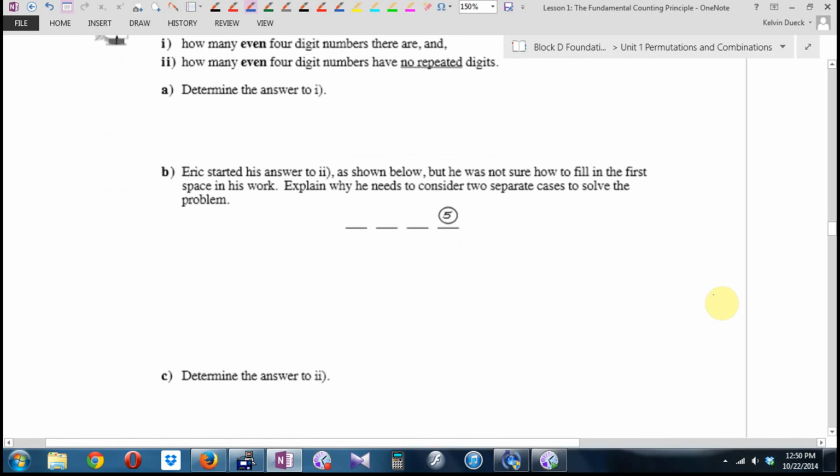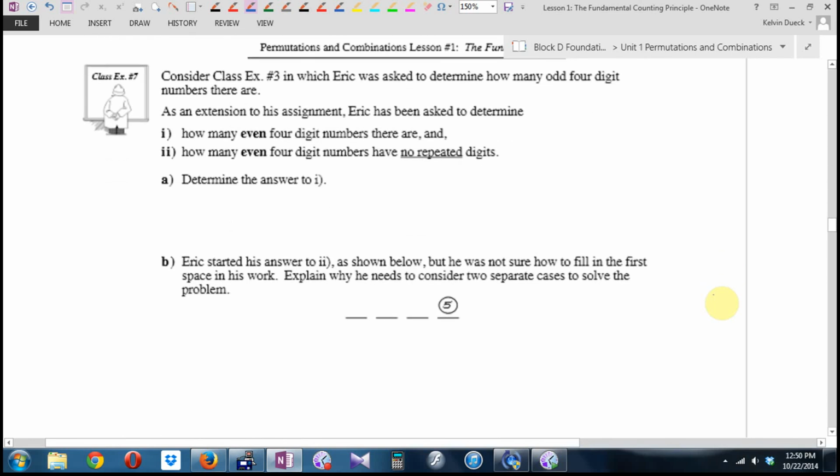Last one and we're done. I like this question. Is this question going to be on the test? Probably. Okay.